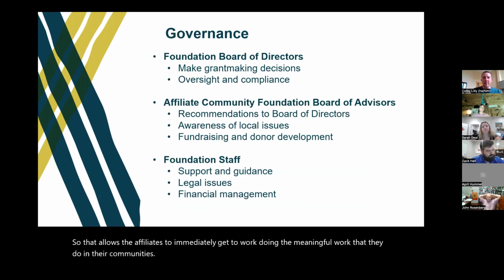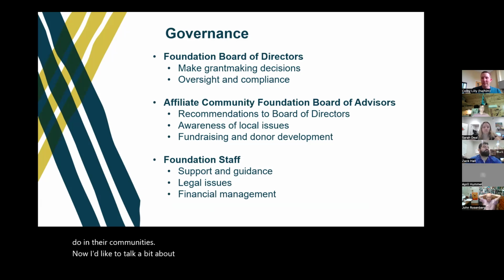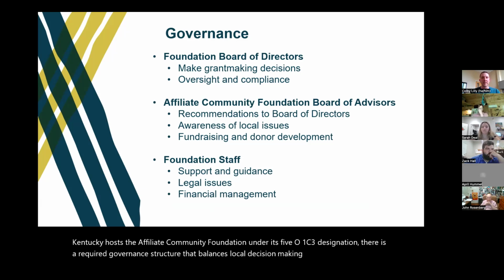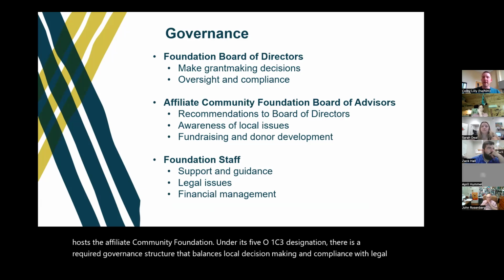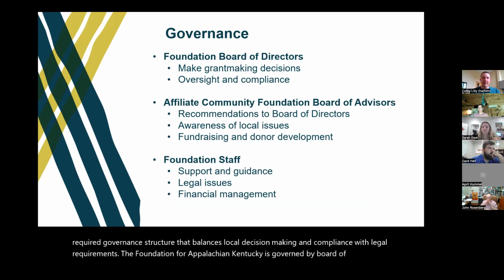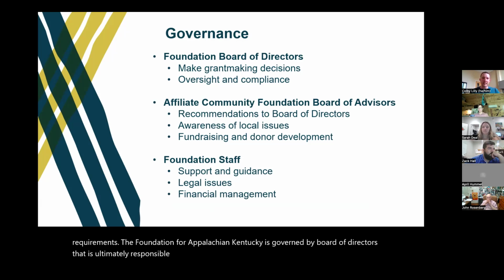Now I'd like to talk a bit about governance. Because the Foundation for Appalachian Kentucky hosts the affiliate community foundations under its 501c3 designation, there is a required governance structure that balances local decision-making and compliance with legal requirements. The Foundation for Appalachian Kentucky is governed by a board of directors that is ultimately responsible for oversight, performance, and compliance of the foundation and its affiliate community foundations.